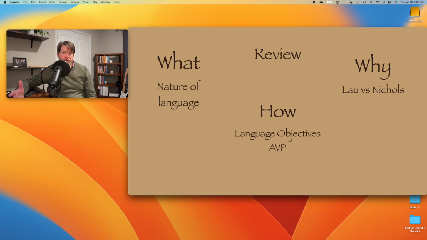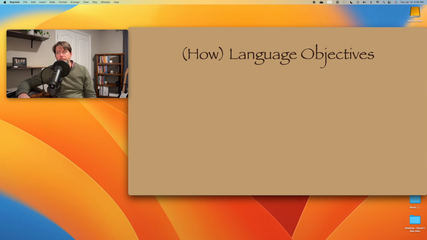And again, this is a presentation that I did with teachers at my local school, and these are 2 things we're working on implementing in our school and in our district, and that's language objectives and what we call an academic vocabulary program, which is based on Marzano's 6 steps to academic vocabulary development. So let's look at first, what are language objectives?